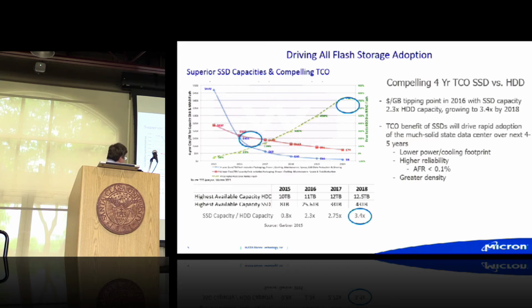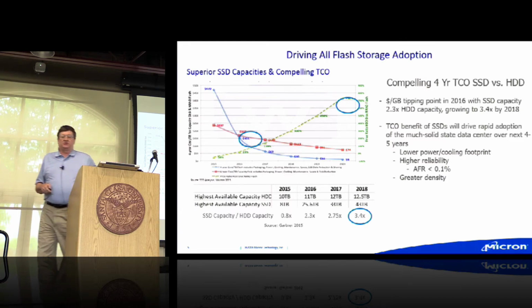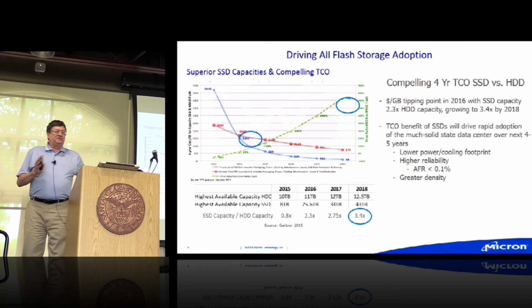Anyway, so this is Gartner, so take it for what it's worth. They're one of several research firms. And they're plotting out here 4 years, starting last year, this year, where the highest available capacity drive is going. Now again, NAND's in lots of forms.